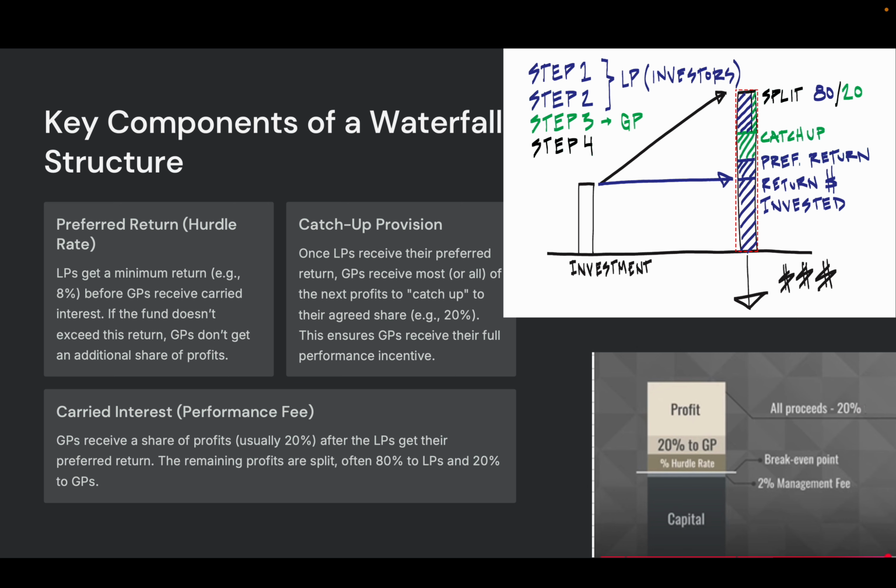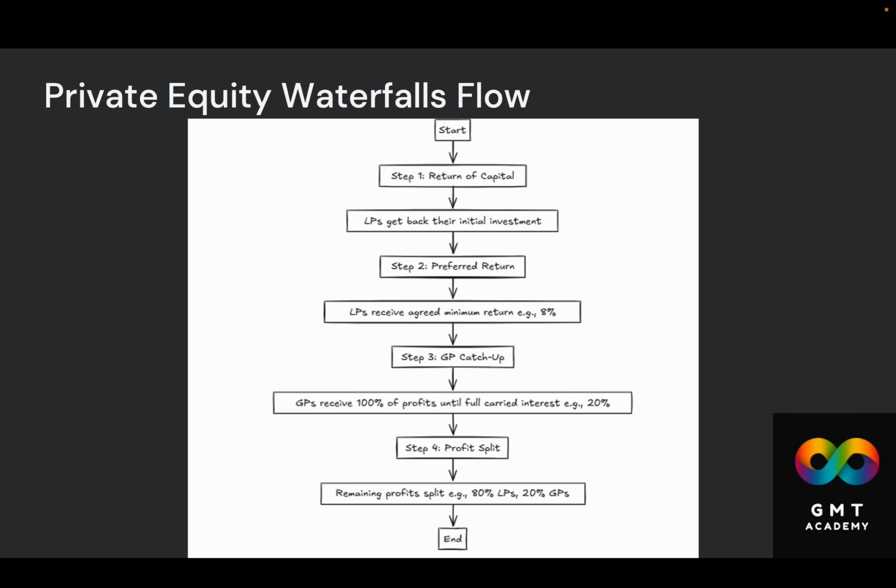First we discuss the key components of this waterfall structure. In a waterfall structure, there are three main important components: the preferred return, catch-up, and carried interest. First we'll read the theory part. Preferred return is a minimum return, for example 8%, before the GP receives carried interest. If the fund does not exceed the return, the GP does not get the additional share. In the last session we discussed the preferred return, which is the 8% already given.